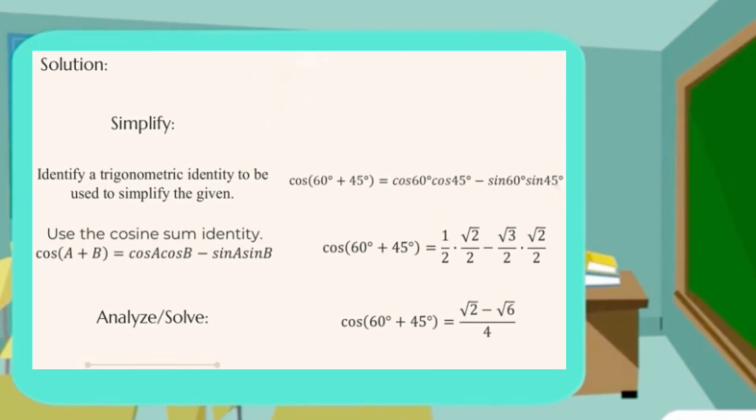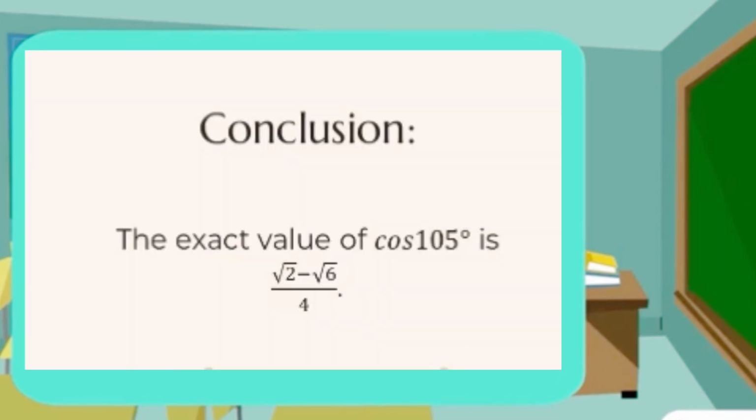Cosine 60 degrees plus 45 degrees is equal to 1/2 times the square root of 2 over 2 minus the square root of 3 over 2 times the square root of 2 over 2. Then, we analyze and solve. Cosine 60 degrees plus 45 degrees is equal to the square root of 2 minus the square root of 6 over 4. Conclusion. The exact value of cosine 105 degrees is the square root of 2 minus the square root of 6 over 4.